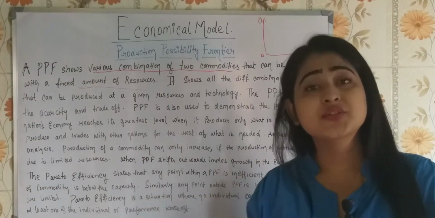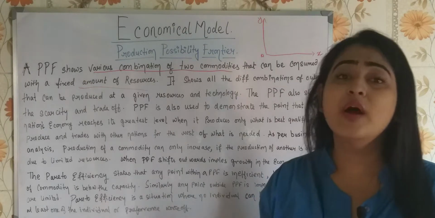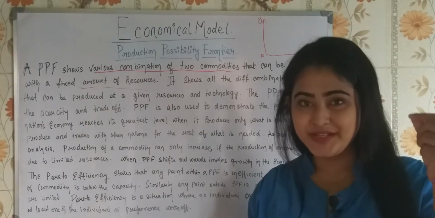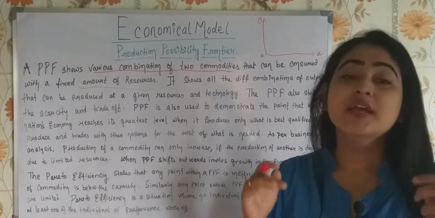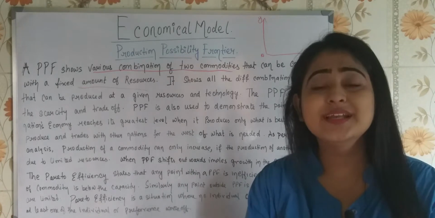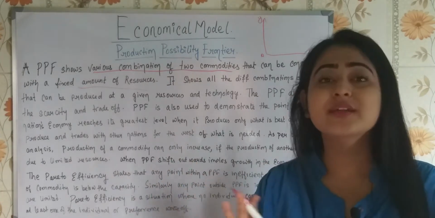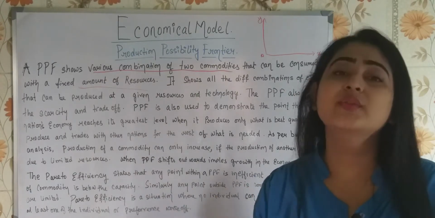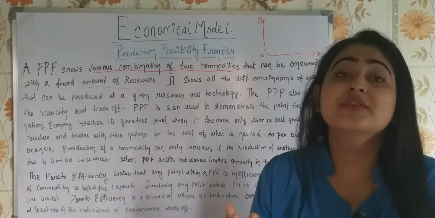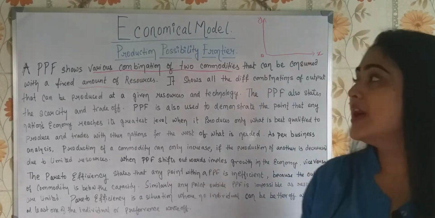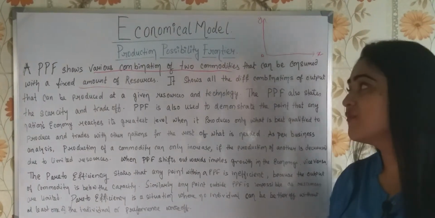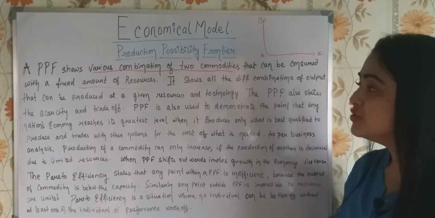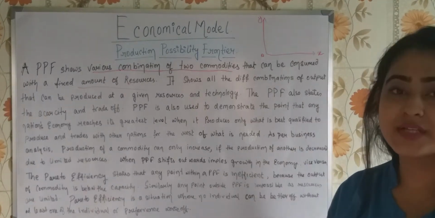The one who is consuming also has a limited resource. The one who is producing also has a limited resource, limited in terms of money. So, one who is producing can produce only to the extent that there is demand in the market, or the one who is consuming can consume only to the extent till which he has the resources. So, the same thing lies here: a PPF shows various combinations of two commodities that can be consumed with a fixed amount of resources.